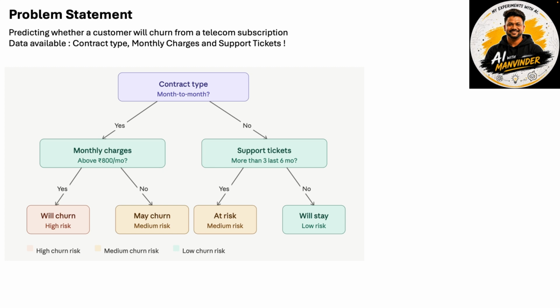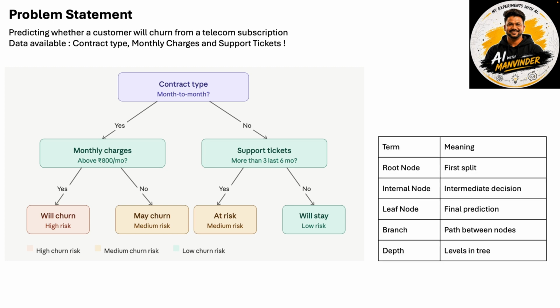For annual customers, the tree looks at support tickets. Locked in but frustrated, right? Three or more tickets in 6 months means they are not happy with your services. So the moment the contract ends, they will leave.